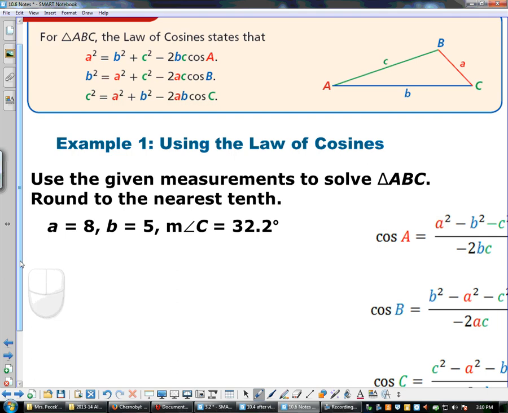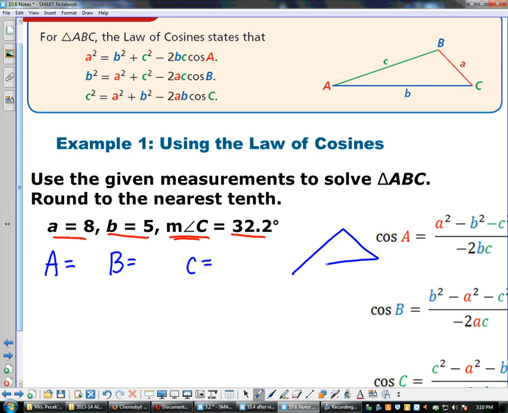So we're starting off with side length a, side length b, and the measure of angle C, which is 32.2 degrees. What am I going to need to find? We're going to find angle A, angle B, and lowercase c, which is side length c. If you need a picture, you can draw one. Side a is equal to 8, here's angle A. Side b is equal to 5, here's angle B. And angle C is 32.2 degrees, and we're finding the side length opposite it.